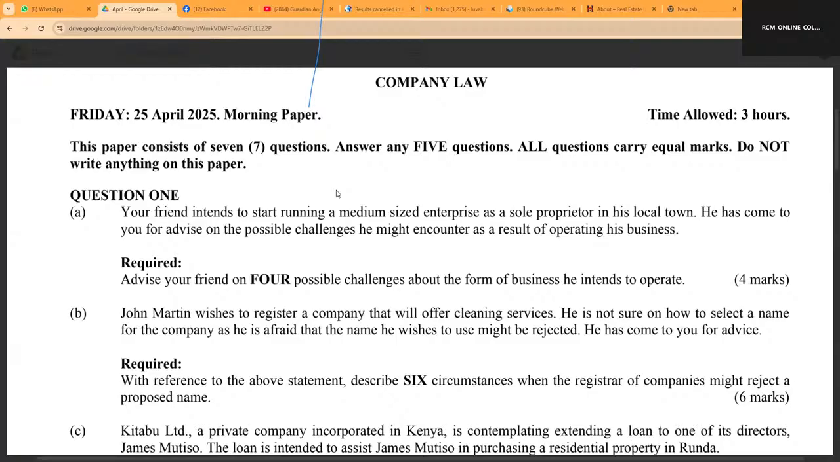Unlimited liability is part of the challenge. In any case, the business has a liability, he'll end up having to bear it even himself, and personal assets can be attached. Very brilliant there. That is a point you can be able to mention.